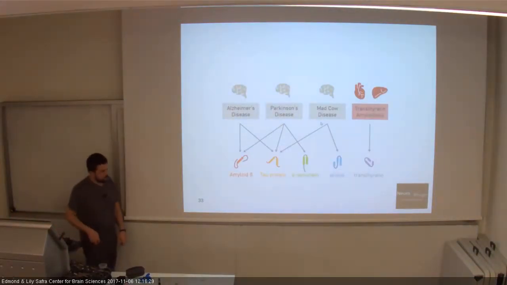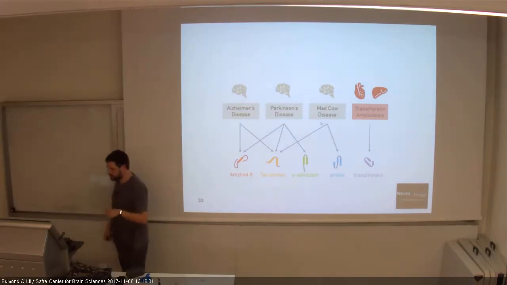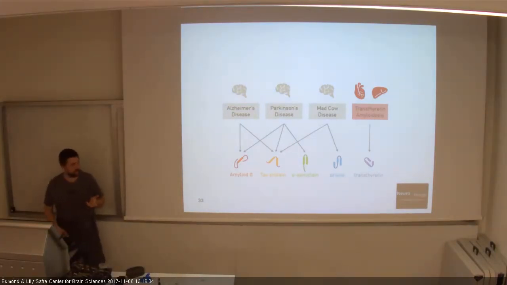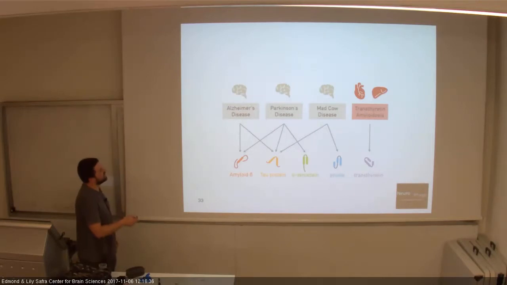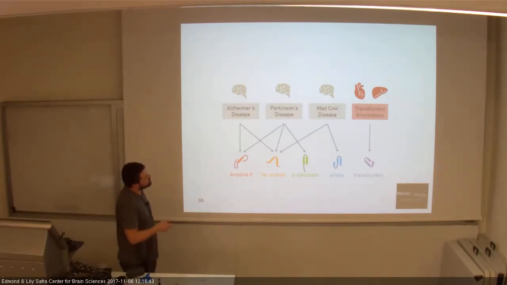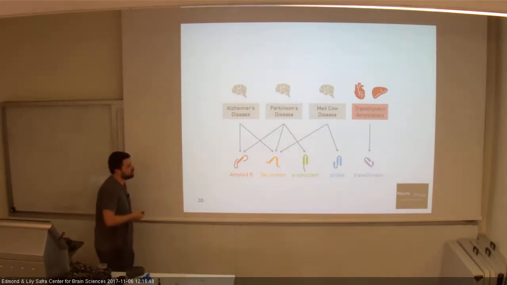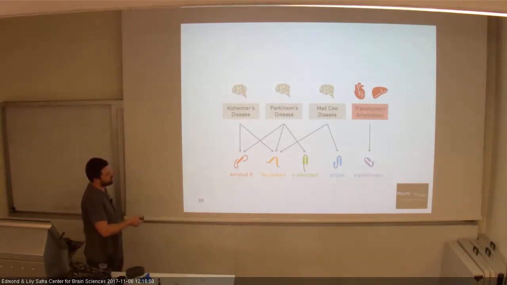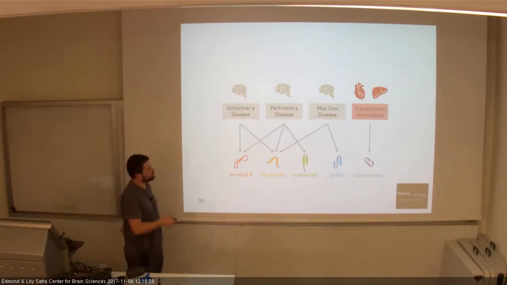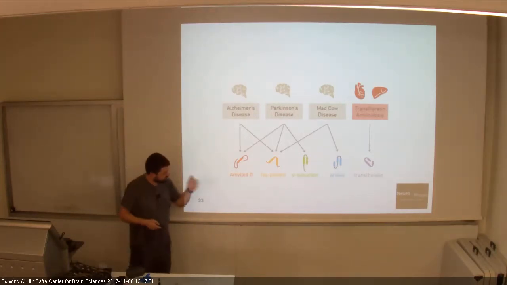So, a few words about what happens when proteins don't fold properly: all these diseases, basically. Alzheimer's disease, Parkinson's disease, mad cow disease, and transthyretin amyloidosis. They all happen when, each time, a different type of protein misfolds. For example, the amyloid beta in Alzheimer's and Parkinson's, tau protein, which is also in Parkinson's and Alzheimer's, and the alpha-synuclein, which is also in Parkinson's disease.